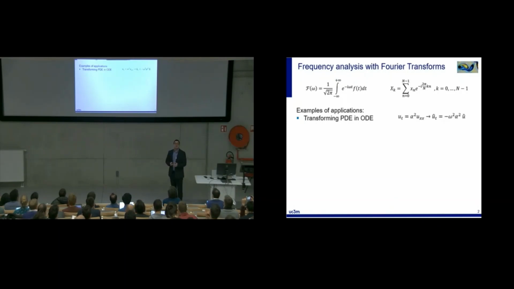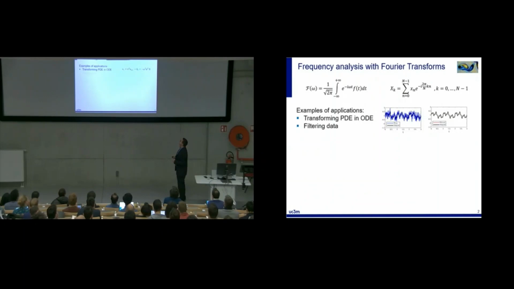This is the basic example: you take the 1D heat equation, an equation with a partial derivative, and you apply the Fourier transform in space, so imagine you have an infinitely long bar. Then you obtain that, since in the Fourier space the derivative is just a multiplication by the frequency, you get an ordinary differential equation, which is much easier to handle.